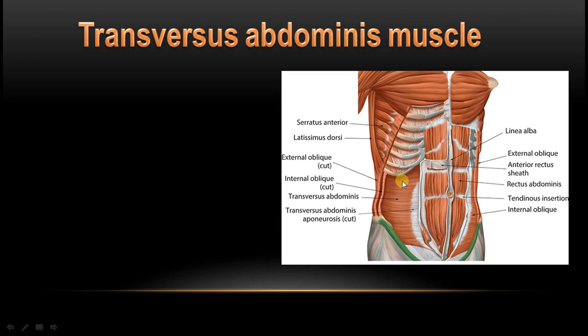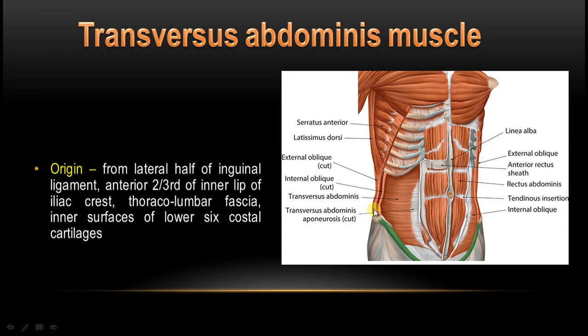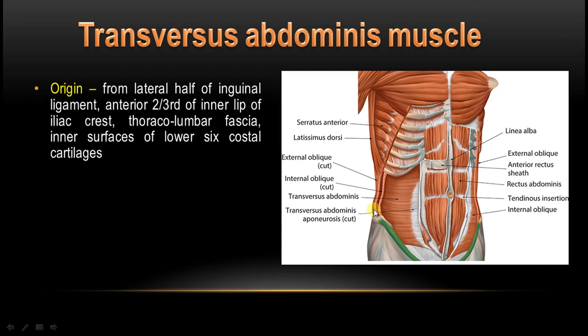deep to the internal oblique is the transverse abdominis muscle. The name itself is transverse, meaning the fibers are transversely oriented. Again, it arises from the inner lip of the ventral segment of the iliac crest and also from the lateral part of the inguinal ligament. Okay. So, from the inner lip, ventral segment of iliac crest, from the lateral half of the inguinal ligament, and also from the thoracolumbar fascia. Thoracolumbar fascia, again I will discuss in the posterior abdominal wall.